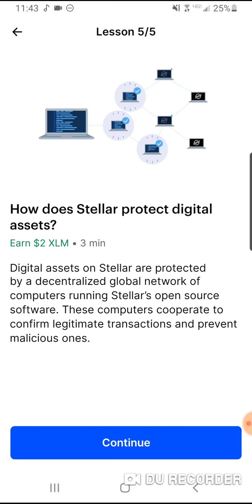Computers on Bitcoin's network compete with each other to validate transactions through a process called mining. This requires expensive hardware and lots of electricity. Stellar doesn't rely on mining because when a network's miners disagree, the network can split in two. This has happened in the past with both Bitcoin and Ethereum.